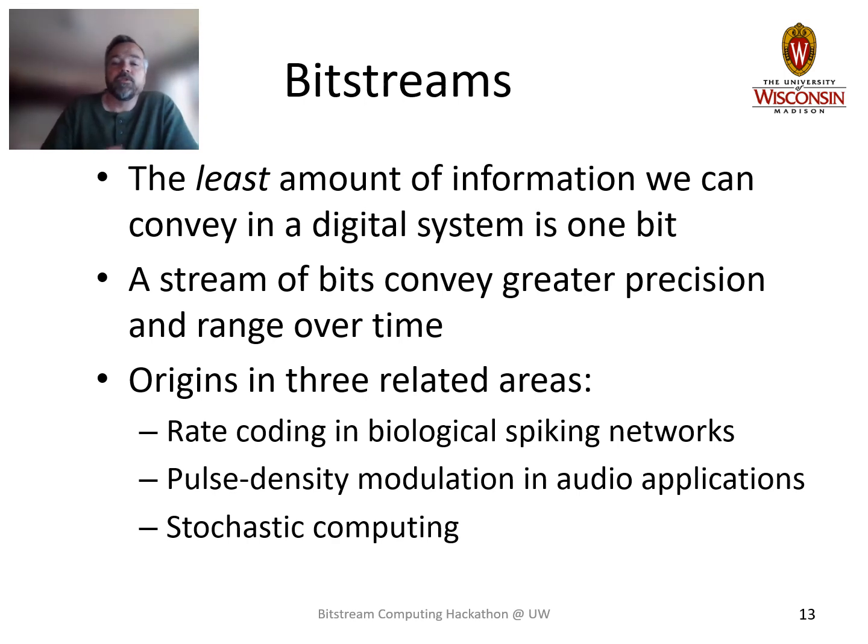But it turns out that you can stream a bunch of bits through and convey much greater precision over time. So you can flexibly stream a longer stream of bits to get more precision, or stream a short stream of bits if you don't need much precision, depending again on your application context and how much error you're willing to tolerate. And this approach to building computational data path hardware has its origins in 3 related areas: rate coding in biological spiking networks, pulse density modulation in audio applications, which is a way of representing the sound signal digitally, and then stochastic computing. So we'll touch on each of these briefly.